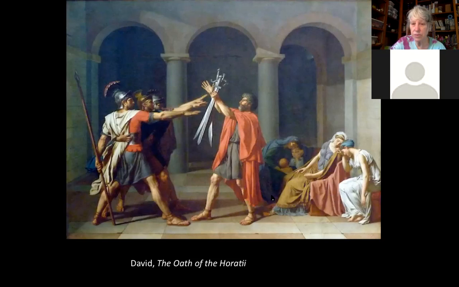But also, she's worried that these guys are going to kill her brothers, because her brothers are the Alba. And the other ones are the sisters of the Horatii. So, they're all sad because they think their brothers are going to die, or maybe their husband's going to die. Either way, it's going to be bad. But the men are all like, yeah, let's go get them.